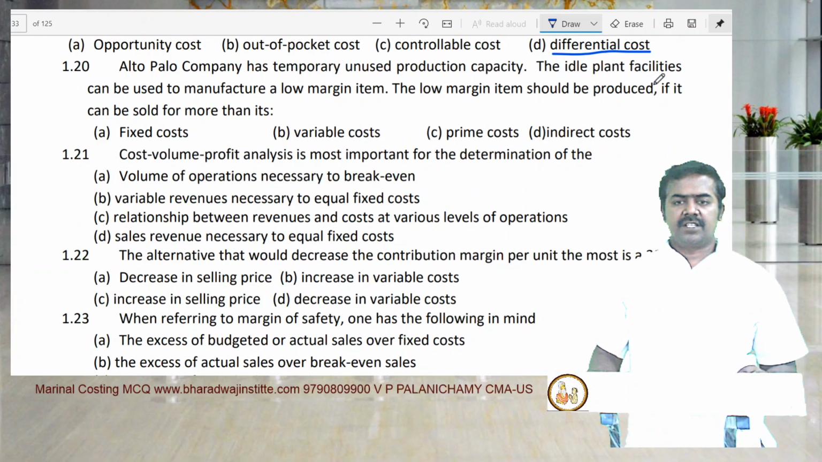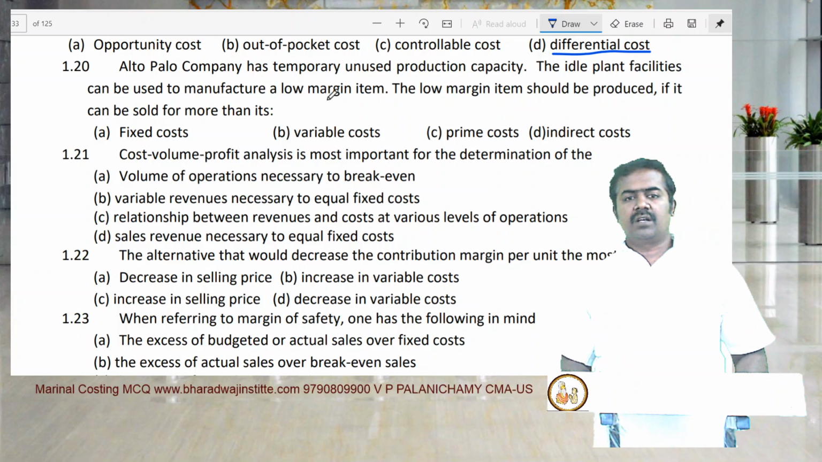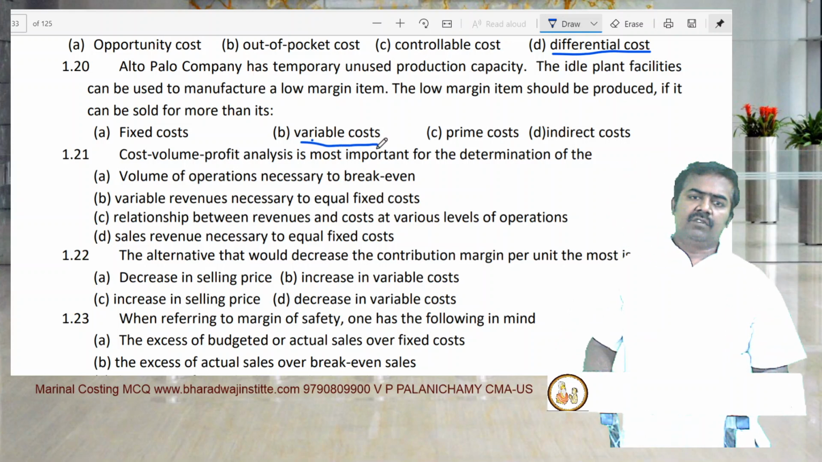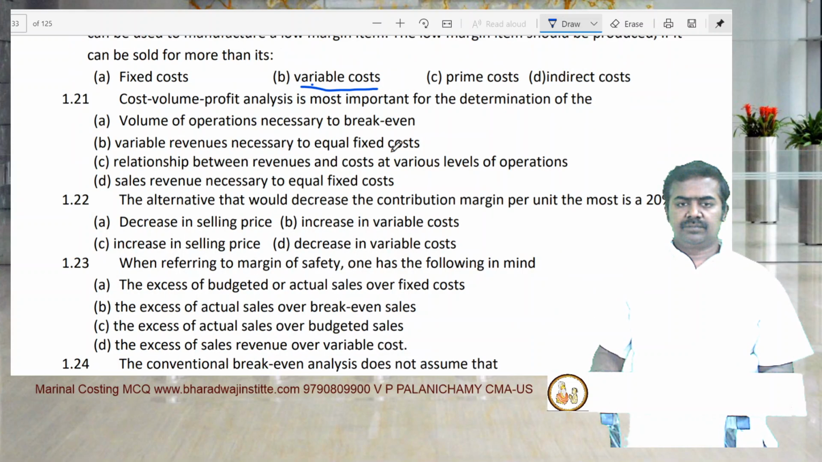Unused production capacity. The idle plant facility can be used for lower margin item. The lower margin item should be produced if it can be sold more than the variable cost. Always, when you can sell the product more than the variable cost, you can produce. CVP analysis is the most important thing to determine.